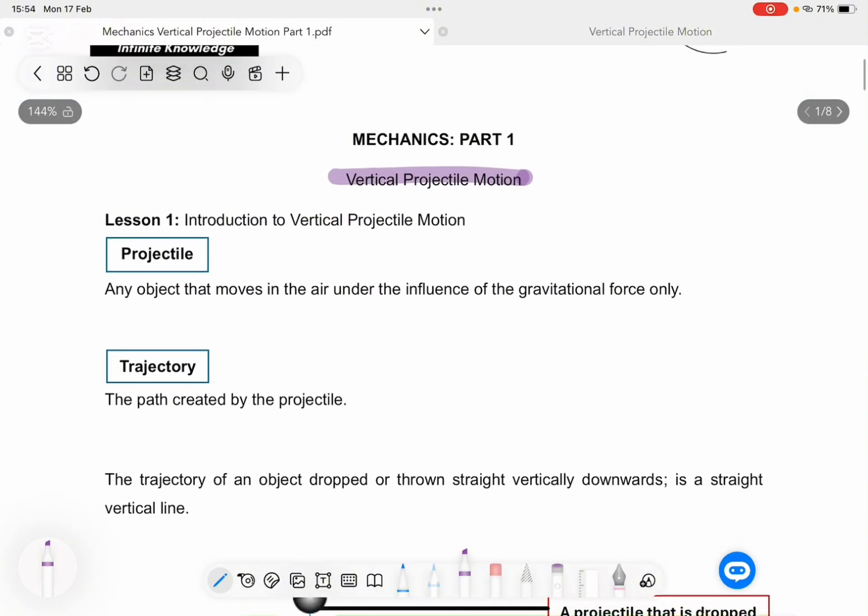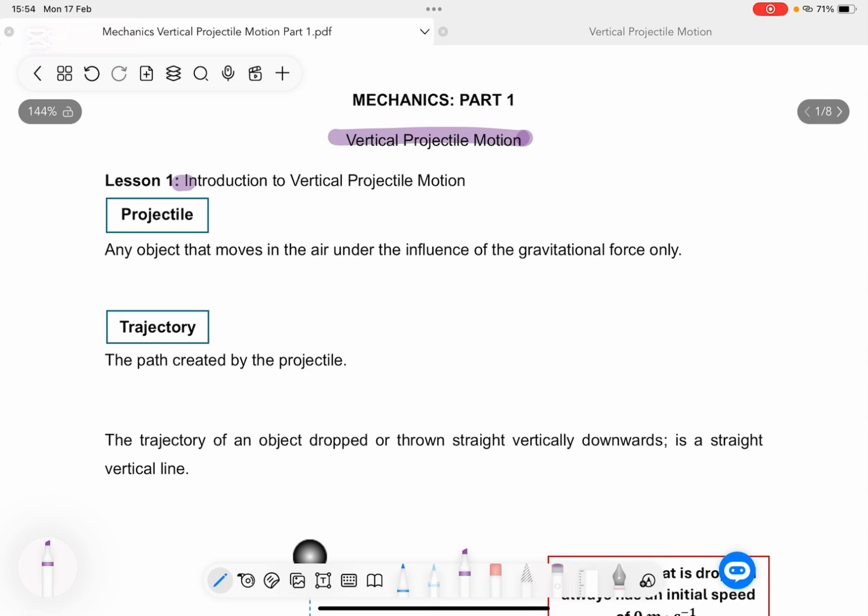Now, in lesson 1, we will really do an introduction to vertical projectile motion. Perhaps the first thing naturally that one would be interested in before you can do any topic is to understand that topic. So the interest would be first understanding what the word projectile means. Now, a projectile would be any object that moves in the Earth's atmosphere under the influence of the gravitational force only. It is possible that the object can also move in other planets as long as it is in the atmosphere and there is only gravitational force acting on that object.